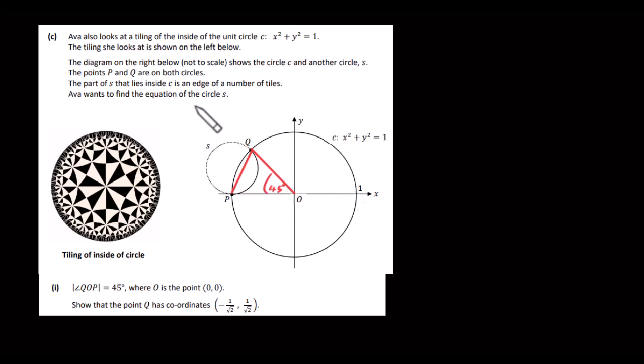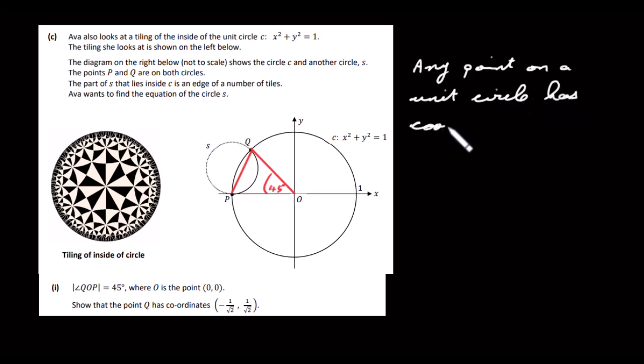Okay, so on page 13 of your tables, you'll see a unit circle, and you'll know that any point on a unit circle has coordinates cos theta, sine theta. So we know that this angle here is 135 degrees, just subtract 45 from 180.